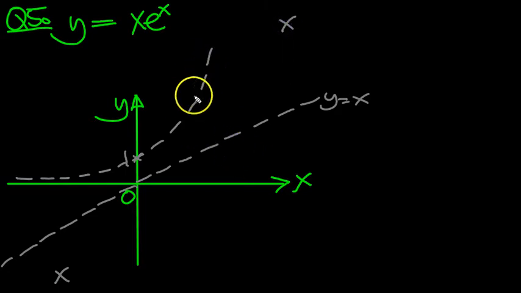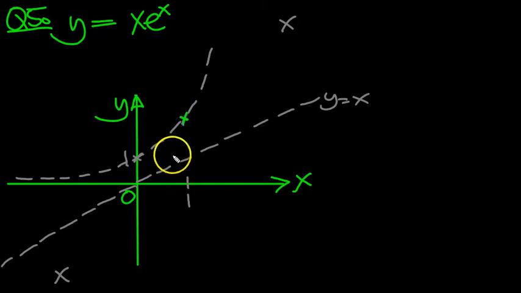Now this shoots off to infinity. Now when x is 1, you're going to get the same value. So at the point 1 here, 1 times e to the 1 is e to the 1. So it's going to be on that curve there. So there's an actual point of the curve.